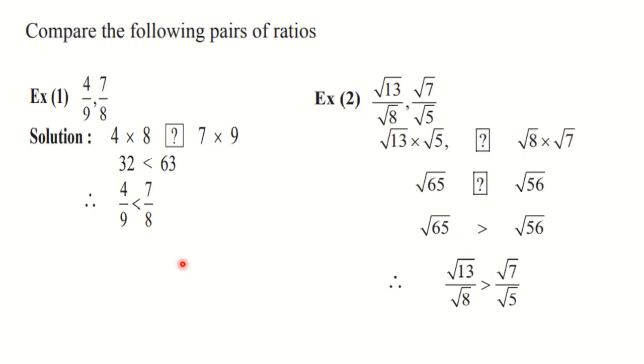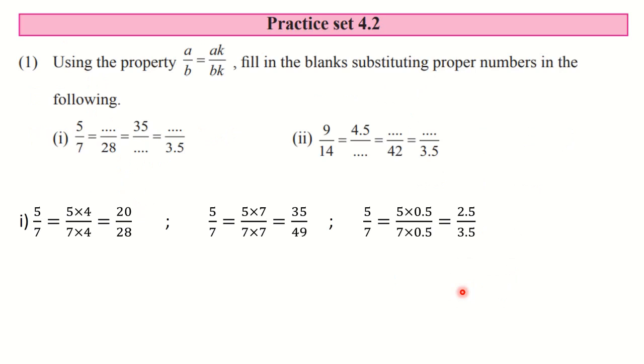Let us see one more solved example. Here the numbers are in square root. Root 13 upon root 8, root 7 upon root 5. Again, in the same way you are going to go for cross multiplication. Root 13 into root 5, and on the other side root 8 into root 7. So here root 65 and here root 56. They are under root, that means their order is the same. So we can compare the radicands. You know the word now. 65 is greater than 56. Therefore, square root of 65 is greater than square root of 56. So here the first ratio is greater. Okay. Let us go further.